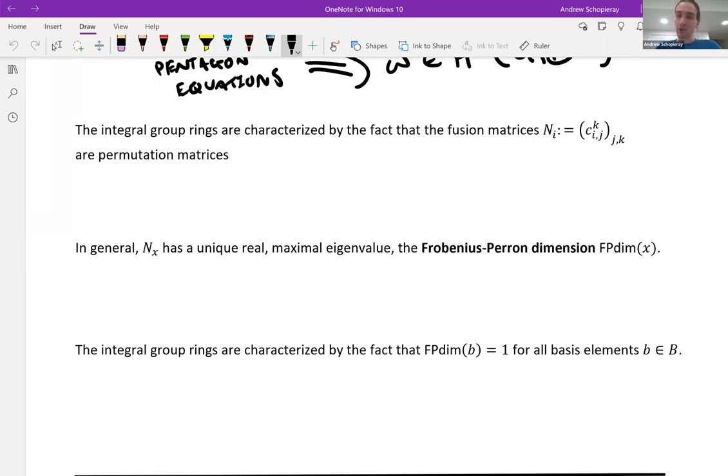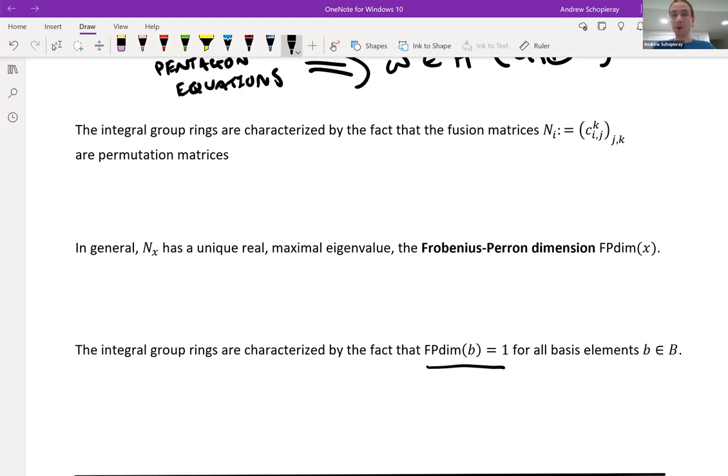The Frobenius-Perron dimension for the basis elements of the integral group rings: they're permutation matrices, so their eigenvalues are all roots of unity, and their Frobenius-Perron eigenvalue is 1. So the simplest fusion rings you could possibly look at are those such that the Frobenius-Perron dimension, this eigenvalue for the multiplication, is 1 for all of your basis elements. These are completely characterized by this fact. If you give me a fusion ring whose basis elements all have dimension 1, then you're an integral group ring for some finite group G.